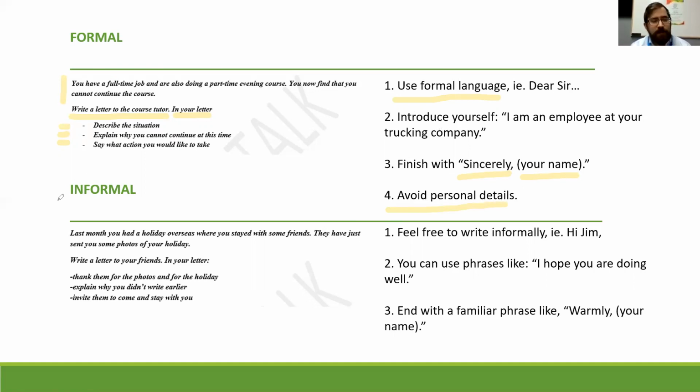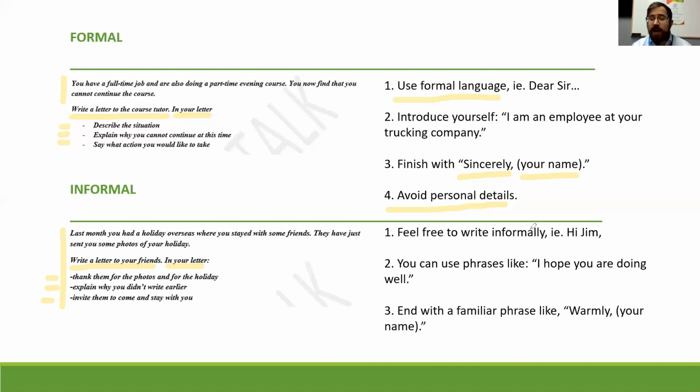Now, if we look at an informal letter, here's an example of an informal question. Last month, you had a holiday overseas where you stayed with some friends. They have just sent you some photos of your holiday. Write a letter to your friends. In your letter, there's 3 things you have to do. Thank them for the photos and for the holiday, explain why you didn't write earlier, and invite them to come and stay with you. So this is a letter to your friends.